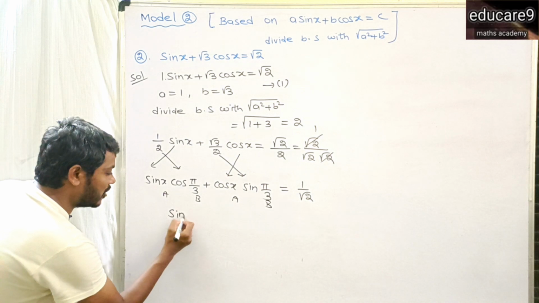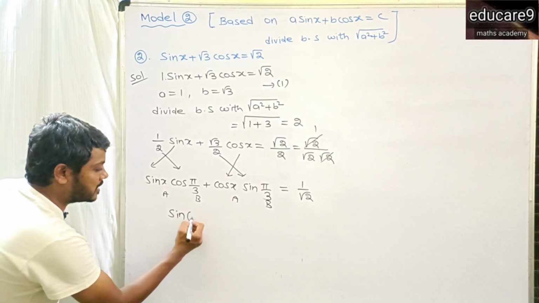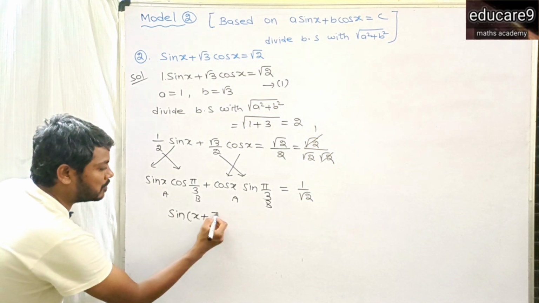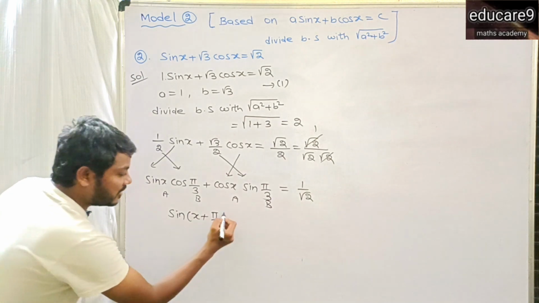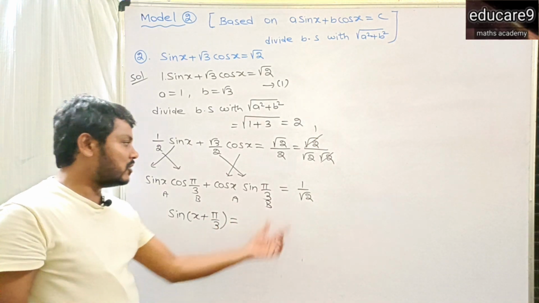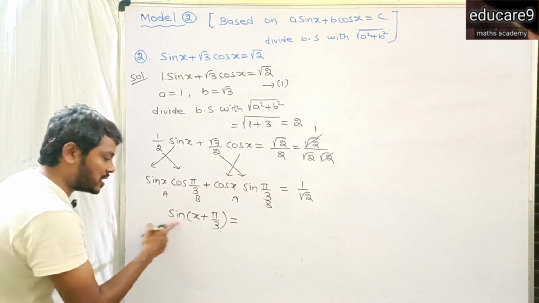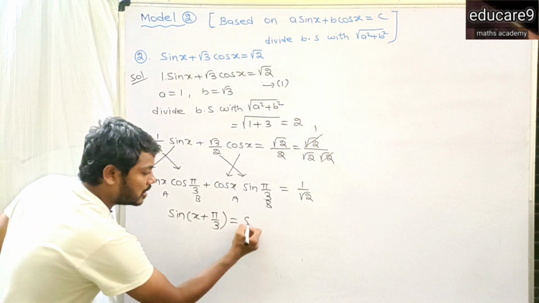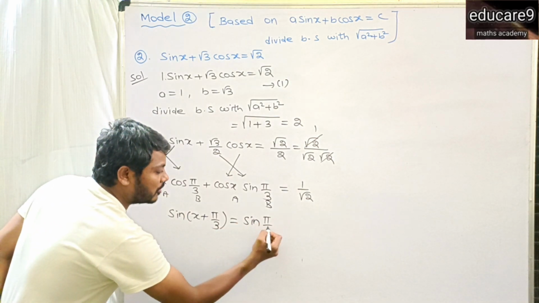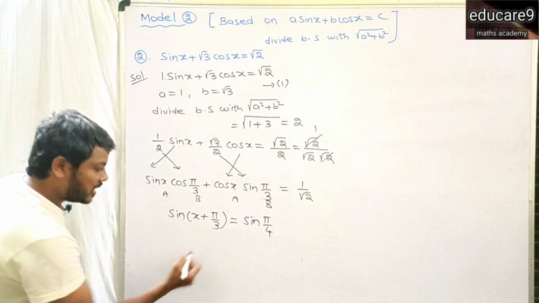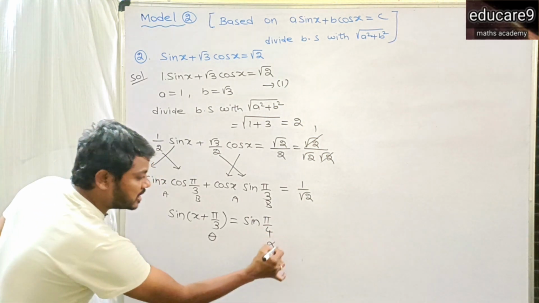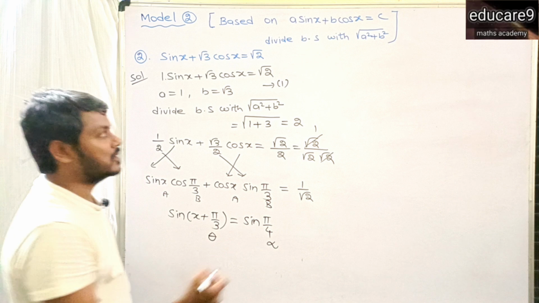So which is sin of a. A is what? x plus b, that is pi by 3. Which is equal to what is the right hand side value? 1 by root 2. Again write in terms of sin, because the left hand side ratio is sin. That is sin 45, means pi by 4. Again, which is of the form sin theta is equal to sin alpha.